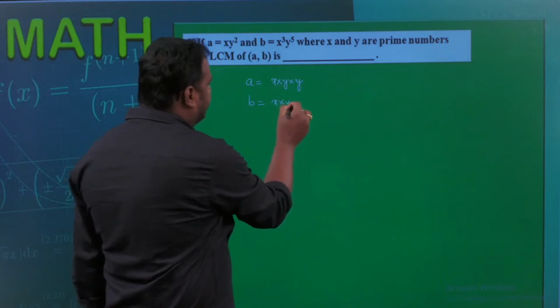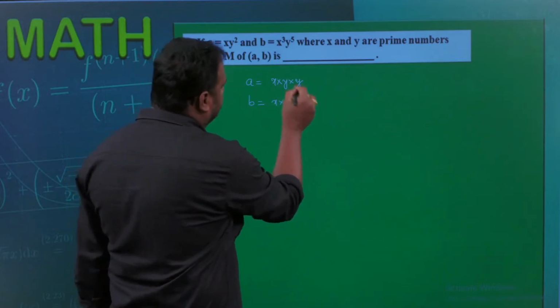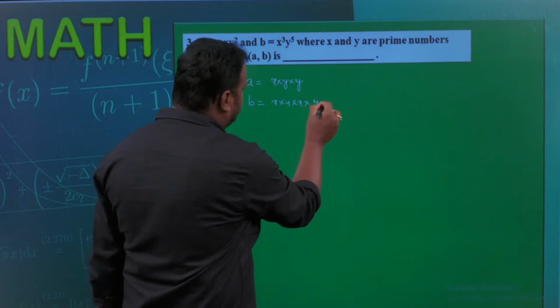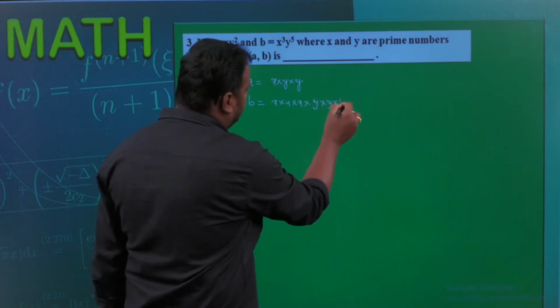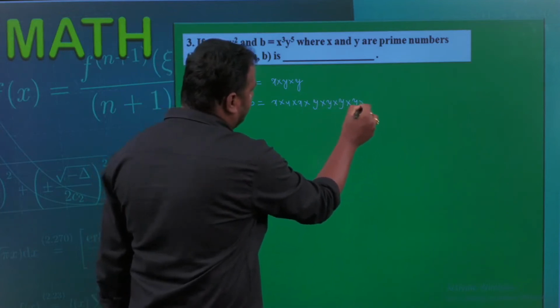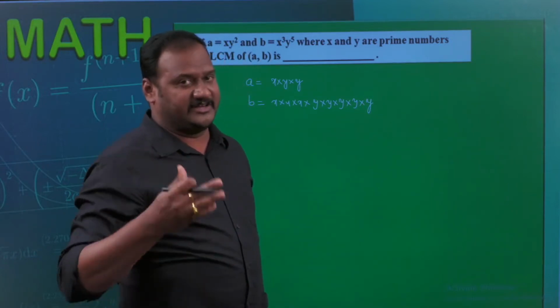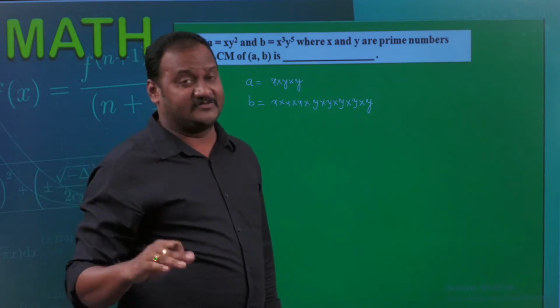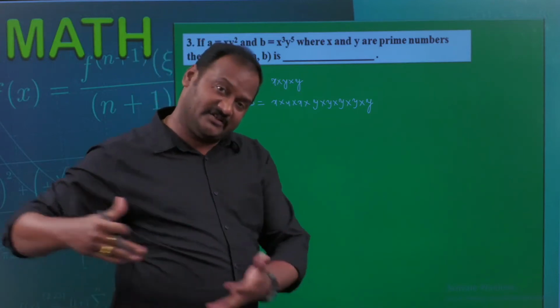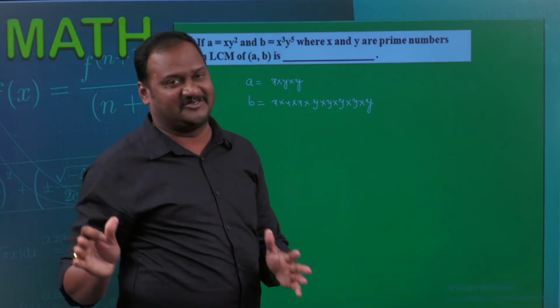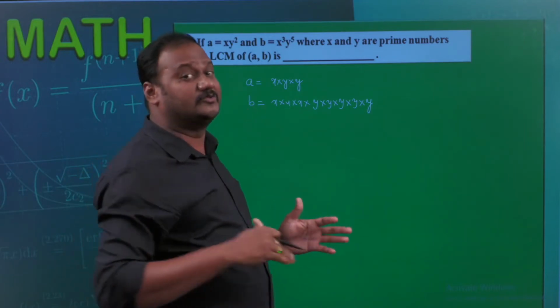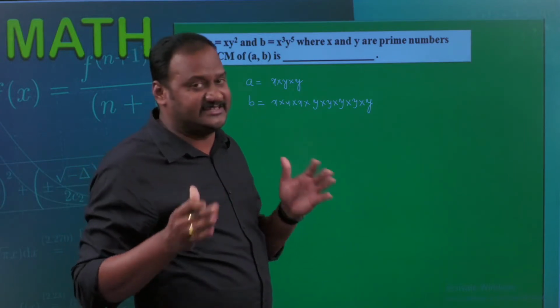x times x into y to the power of 5 is going to be y into y into y into y into y. Right? Sir, you are writing y power 5 as y into y into y into y. If it is y power 2000, will you write y into y and so on up to 2000 times? No, I am not going to write. I am just explaining it so you can understand in the easiest way.